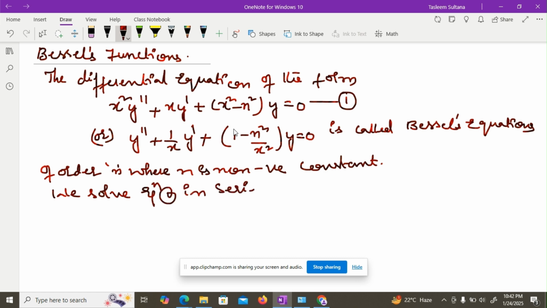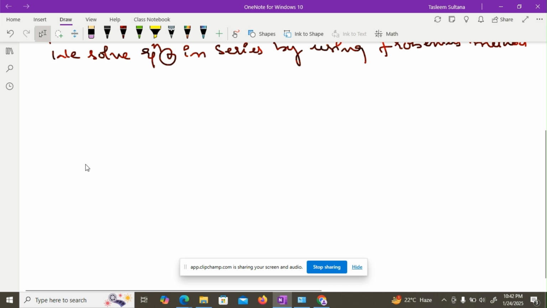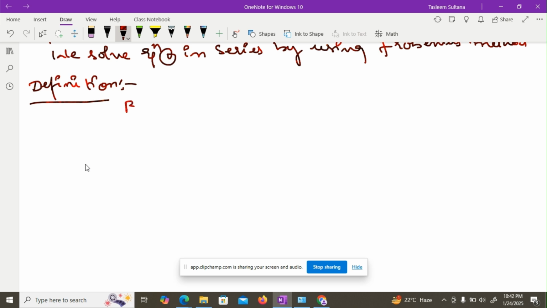We solve equation 1 in series by using Frobenius method. So this is your Bessel function. Now we will see the definition of Bessel function.